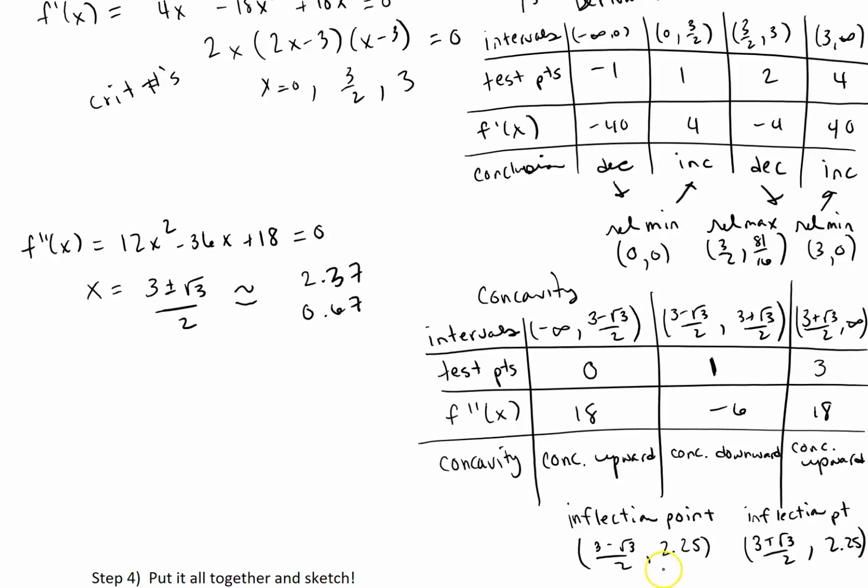Now the reason why these are inflection points is because, remember, the graph is actually defined at both of those points, and it would have a tangent line at both of those points.